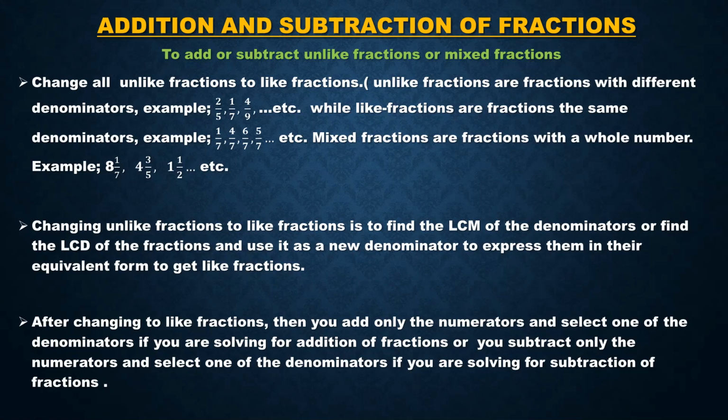While like fractions are fractions with the same denominators. So examples of like fractions here are 1/7, 4/7, 6/7, 5/7. Now you can see clearly that the denominators here are all 7, which means that the fractions here are like fractions.